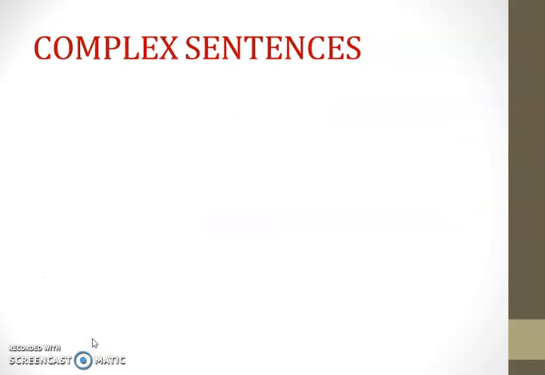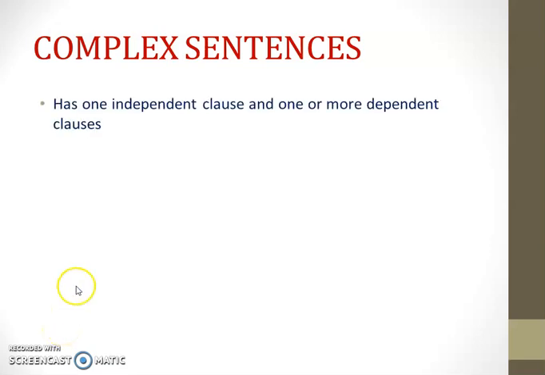We are moving on to the next type of sentence, that is complex sentences. What are complex sentences? A complex sentence has one independent clause and one or more dependent clauses. So this is the kind of sentence that includes subordinate clauses. So you can have only one independent clause and you can have one or more subordinate, dependent clauses. Let's take a look at examples.